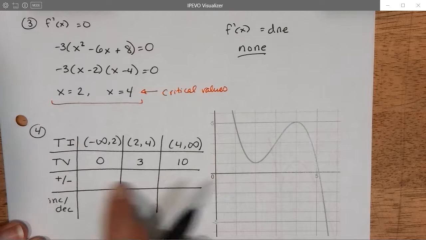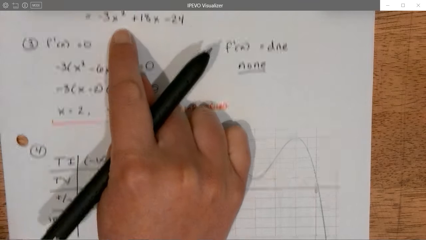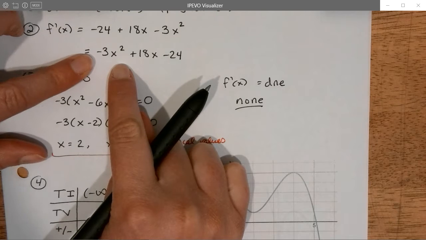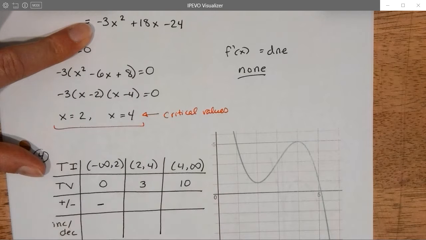Now the sign. We're going to go into the derivative. So in the derivative, I'm going to plug in 0. So 0, 0, negative 24. So I'm just going to put a negative here. It's definitely negative.